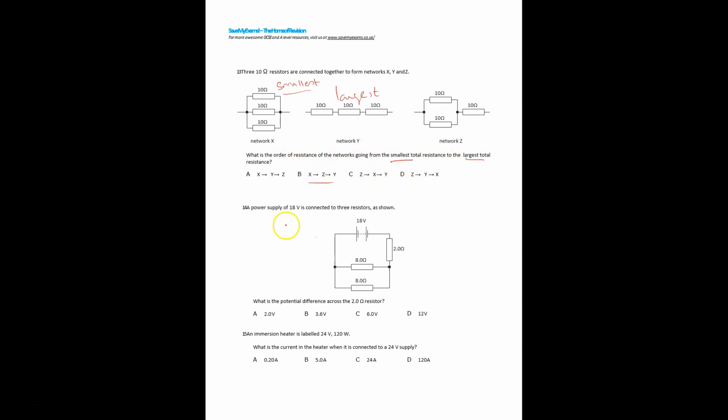Question number 14. What is the potential difference across the 2 ohm resistor? What is the total potential difference? 18. So this 18 will be divided among these resistors, because these two resistors are in parallel, right? Now here I give you one trick. The combined resistance for these two resistors is 4 ohm.